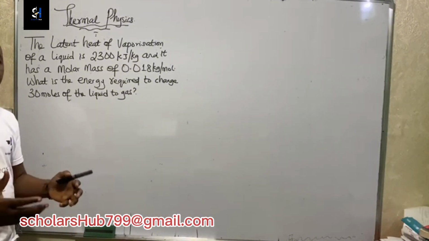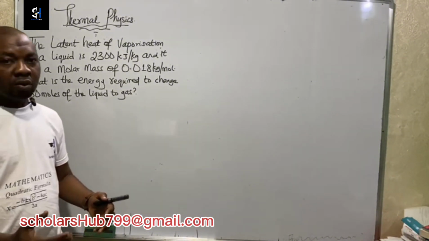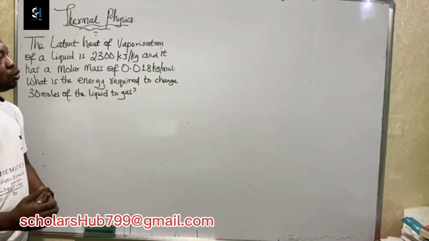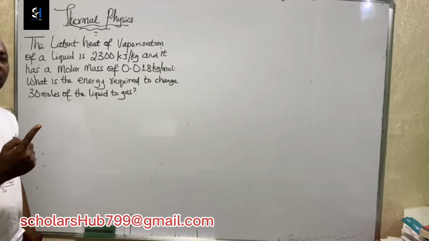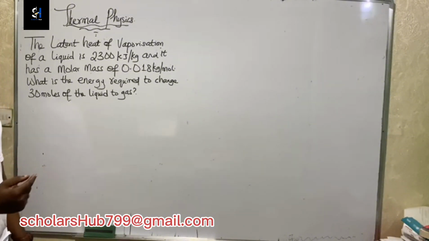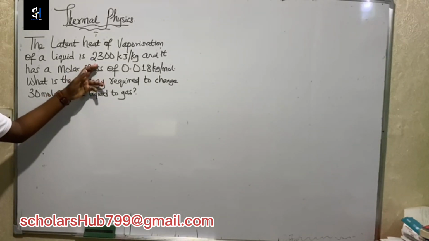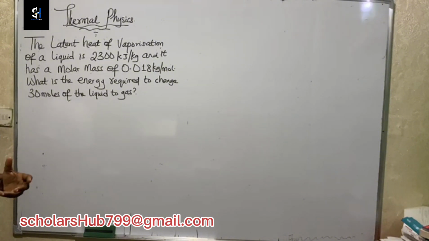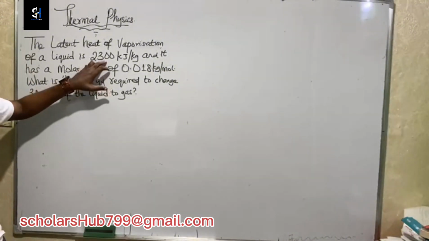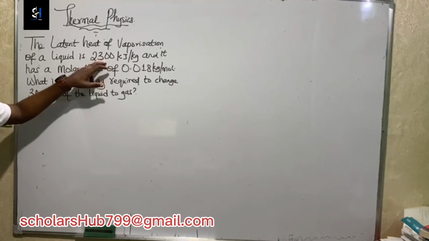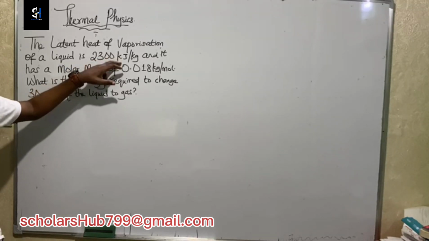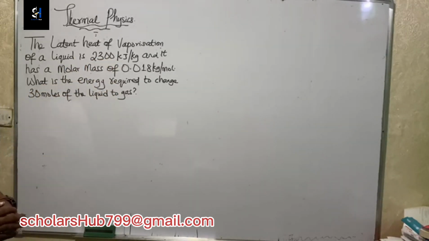So in this case, the amount of heat energy required to convert 1 unit mass of the liquid into gas at a steady temperature, or without a change in temperature, is what we call latent heat. So here we have the latent heat of vaporization to be 2300 kilojoules per kilogram, which implies that it will take 2300 kilojoules of heat energy to vaporize 1 kilogram mass of the liquid. All right, so that's what it means.